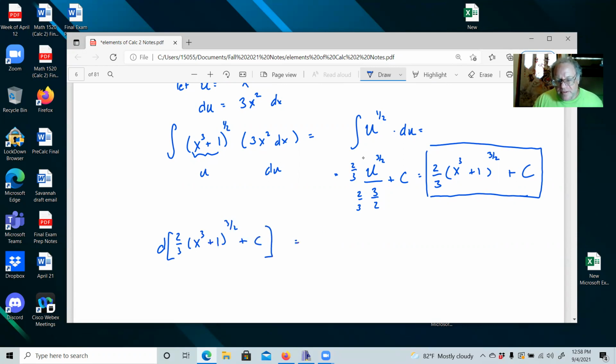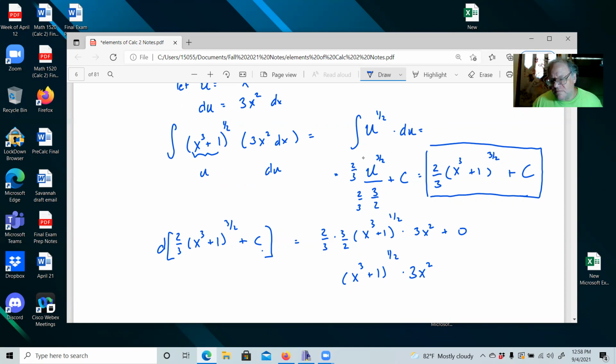So what we have is our 2/3. Now, get this 3/2 down in front. We're going to be applying our chain rule, so that's (x cubed plus 1) to the 1/2, right? Minus 1 is 1/2. Times, what's our chain rule? 3x squared. The constant goes to 0. So the 2's cancel, the 3's cancel, and we have (x cubed plus 1) raised to the 1/2 times 3x squared.